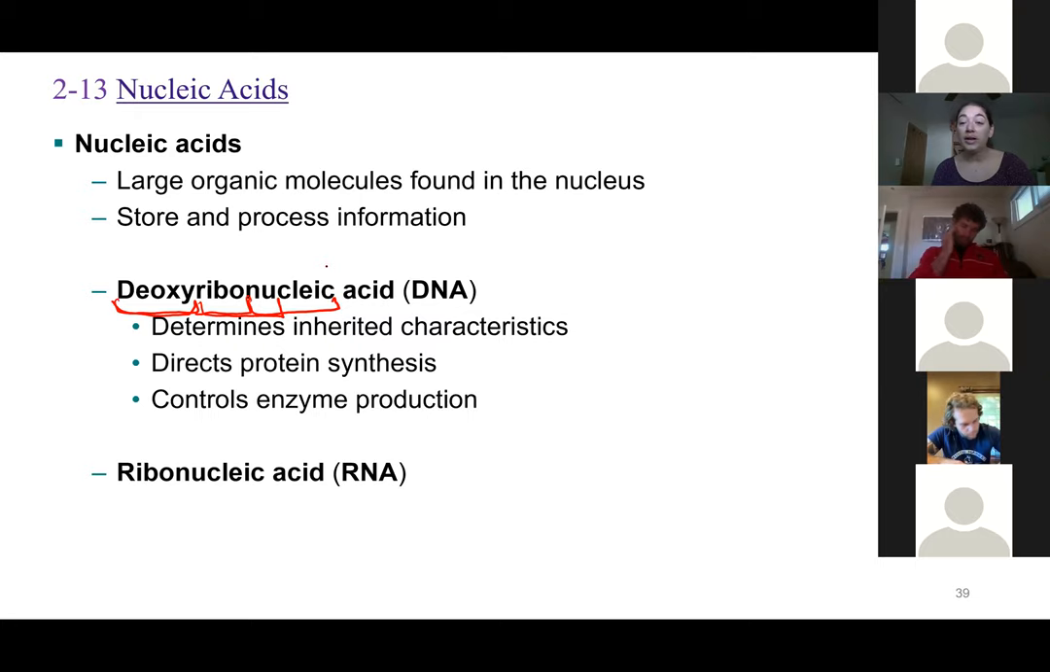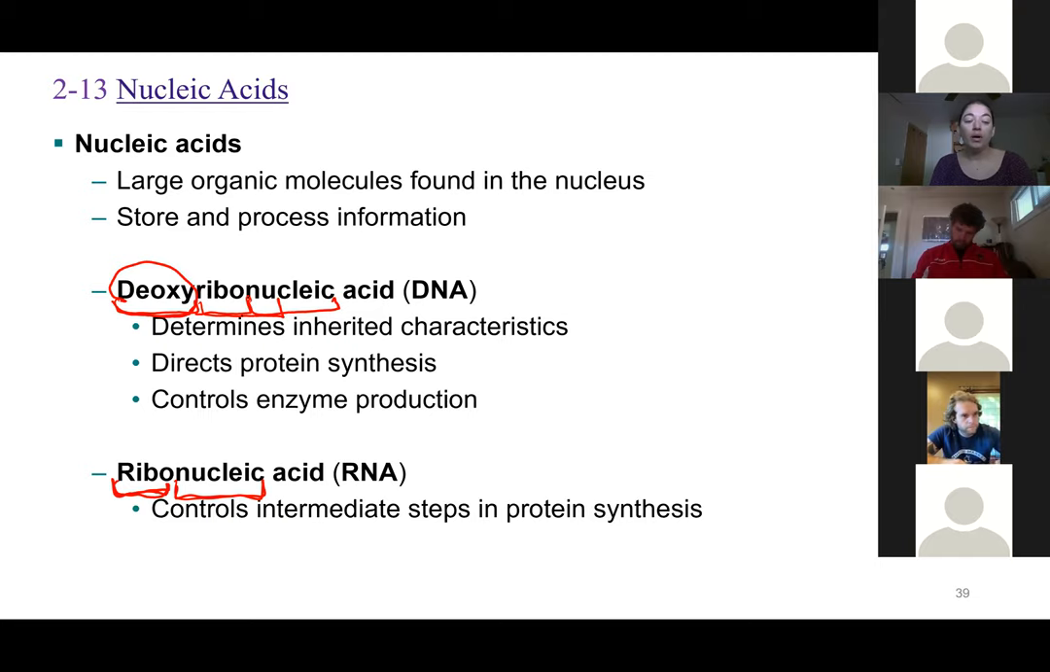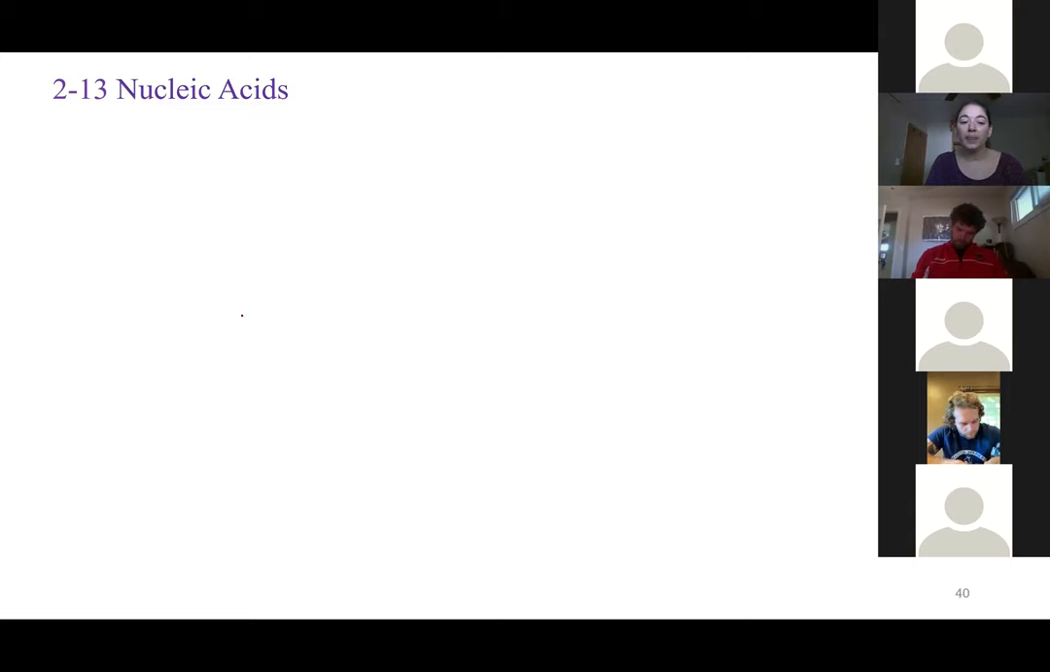The other nucleic acid that's pretty common is ribonucleic acid. Ribo for the sugar ribose, and nucleic referring to nucleic acids. I'm sorry, up here when we talked about deoxy, deoxy is a sugar. I should have said that. Okay. All right, so RNA controls the intermediate steps of protein synthesis. And this is quite a process that occurs.